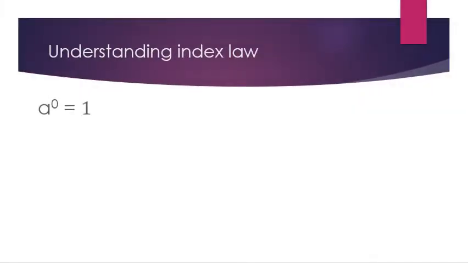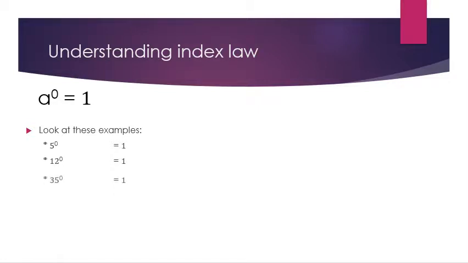And the fifth one is when you have a number to the power of 0, any number will become 1. These are the examples. 5 to the power of 0 is 1, 12 to the power of 0 is 1, 35 to the power of 0 is 1, e to the power of 0 is 1. So any number, when it is indexed by 0, becomes 1.